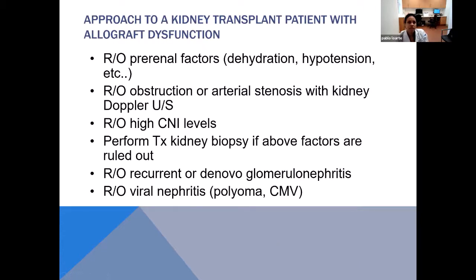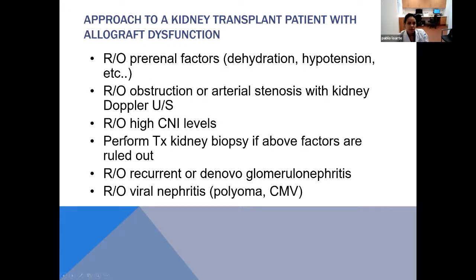So if you have a patient with a transplant that comes with allograft dysfunction, you have to in some ways approach them similarly to any other patients with AKI. You need to rule out prerenal factors, dehydration, hypotension. You need to look at an ultrasound to rule out obstruction or renal artery stenosis. Look at their CNI level. Maybe they have very high CNI levels. Maybe they were started on a medication that inhibits the metabolism of the CNI, and the CNI level comes out very high. So take a look at that.